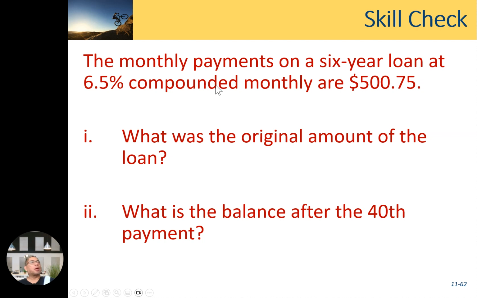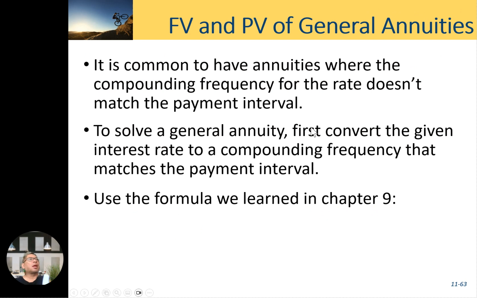The monthly payment on a 6-year loan at 6.5% compounded monthly is 600.75. What was the original amount of the loan? Number two, what is the balance after the 40th payment? The answer will be 29,788.94. For number two, the answer will be 14,675.76. Okay.